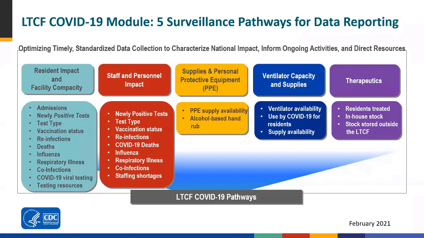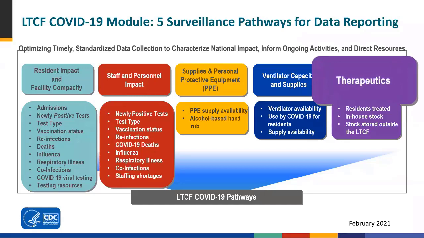The fifth and newest pathway is the Therapeutics Pathway, and that's what we'll focus on today. This pathway assesses the number of residents who received treatment with monoclonal antibodies from either supplies stocked in the reporting facility or stock stored at a facility other than the reporting facility, so stock stored outside the reporting facility.